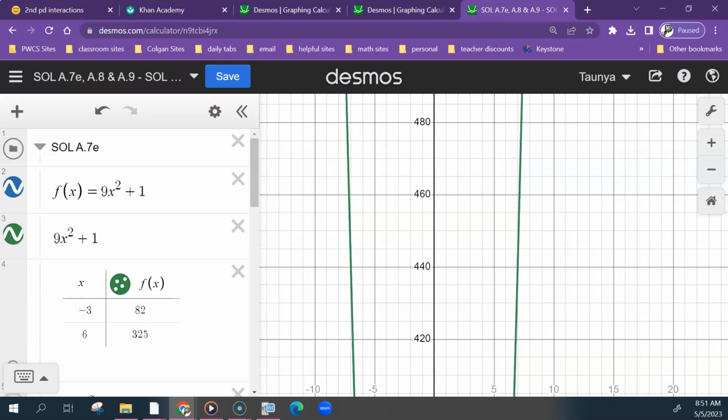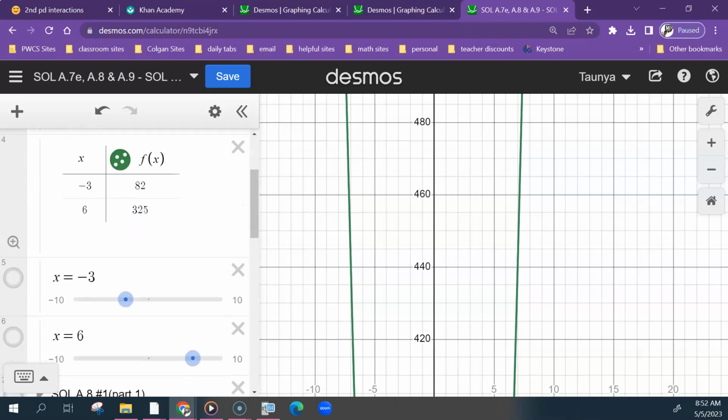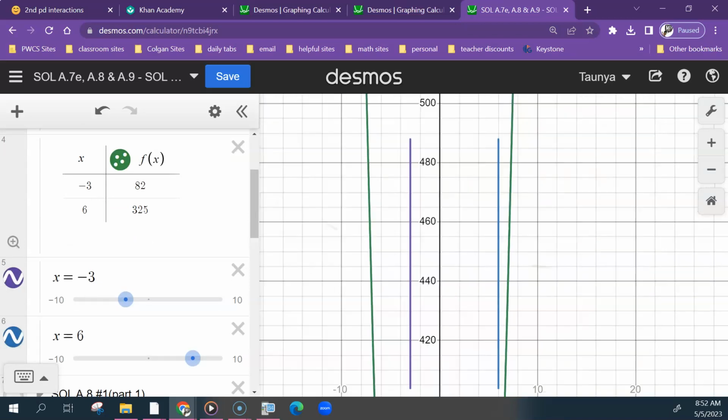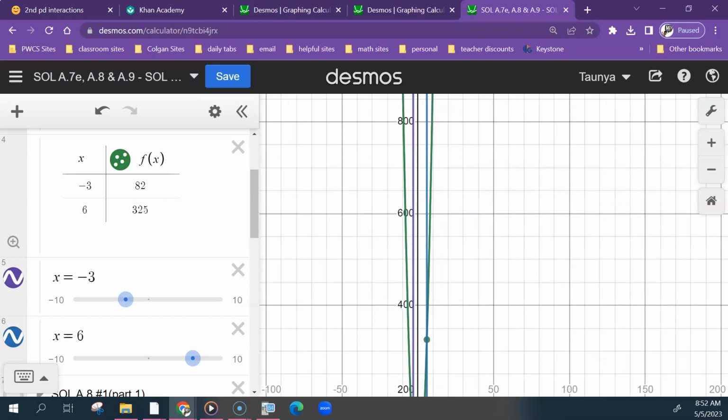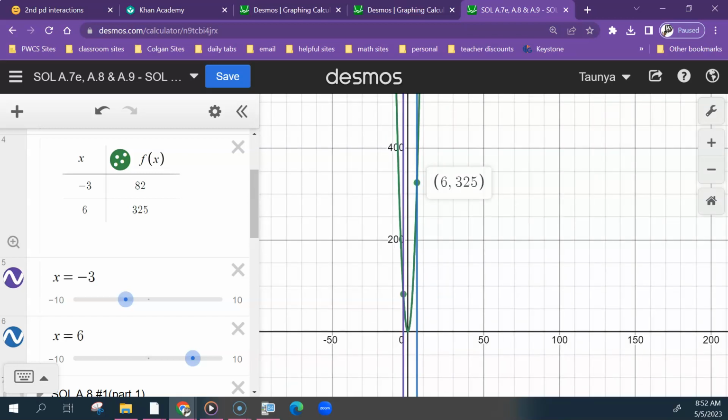Okay, 7E, you could have put in the original equation, made it into a table, put in the two numbers it gave you for the domain, since it's asking to find the range of those values. That would help you. You could also put in x equals of those two and find where they intersect. But you'd have to zoom out a lot. So either or.